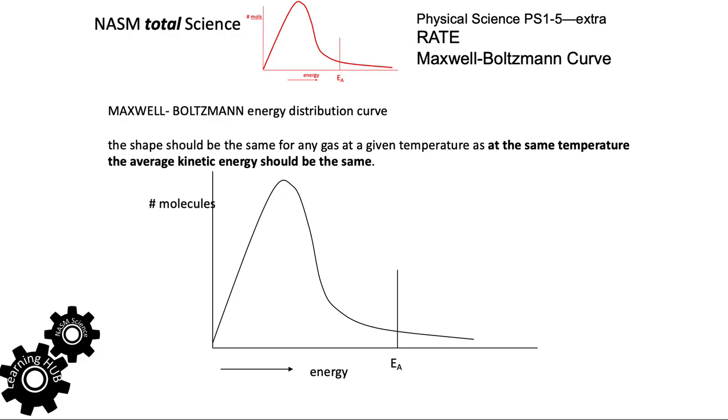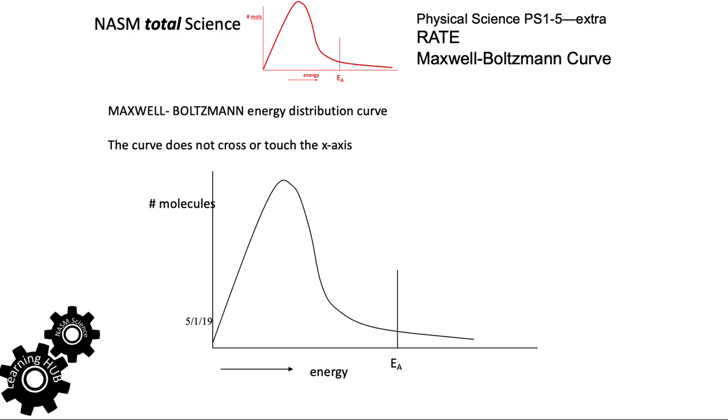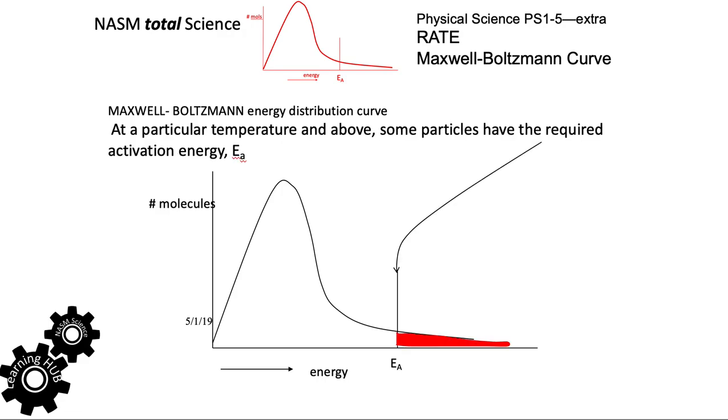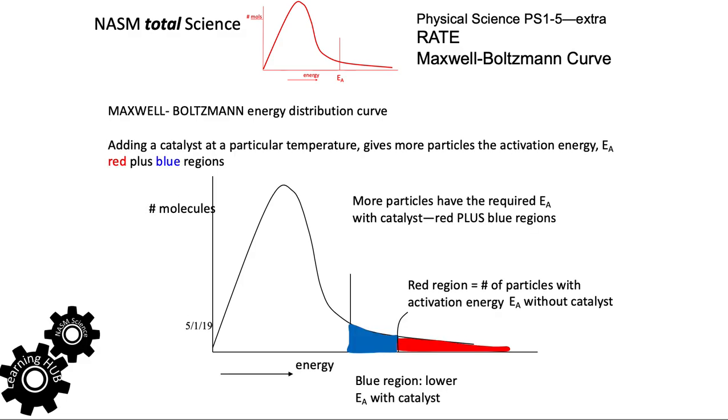And so that's just the straightforward curve. And a reminder here as you're looking at them, and maybe asked to draw one, that the curve doesn't cross the x-axis, sort of an asymptote as it's going across there. And we're just pointing down here to the EA activation energy line, and the red portion is the number of particles that have the required activation energy. And a reminder that it's a small portion.